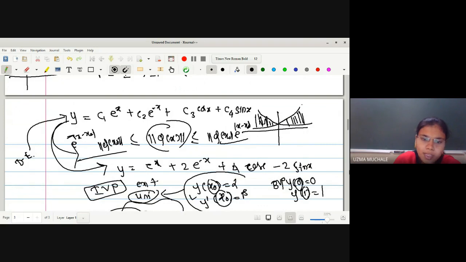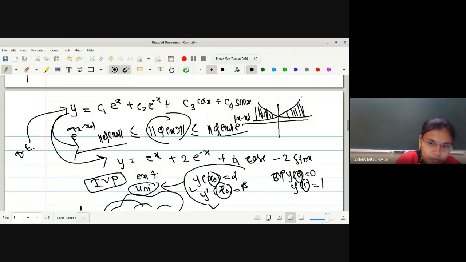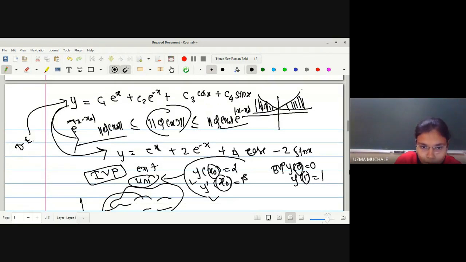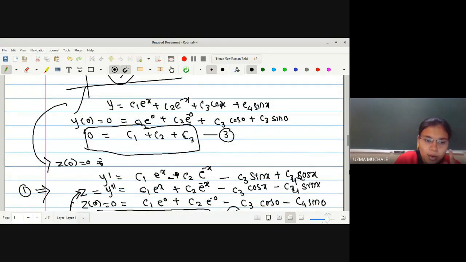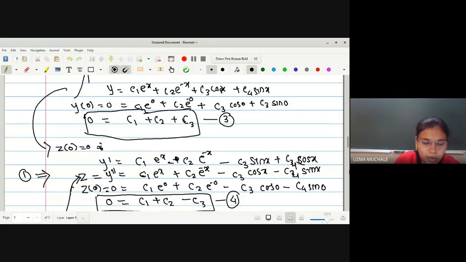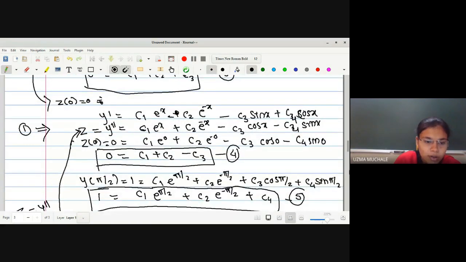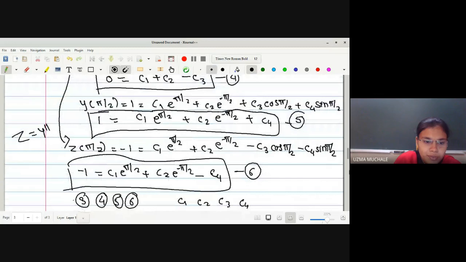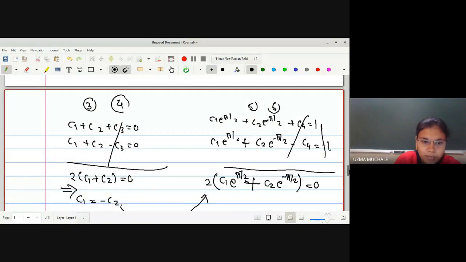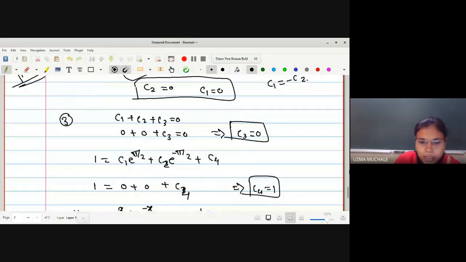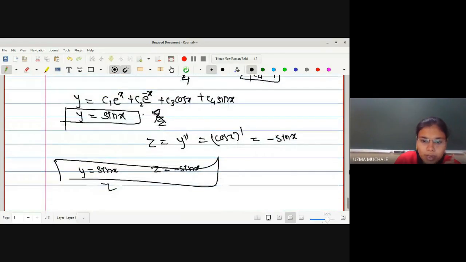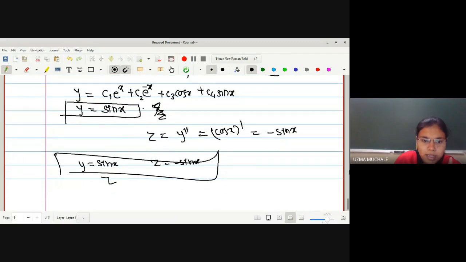After finding the roots, we can write down the solution, and for different values of C1, C2, C3, C4, we can have different curves. Out of all those curves, we are selecting a single curve. That single curve will satisfy all those initial conditions. What are those initial conditions? y of 0 is 0, z of 0 is 0, and y of 5 by 2 is 1, z of 5 by 2 is minus 1. After solving 4 equations in 4 unknowns, we get the result. The values of C1, C2, C3 all are 0 and the value of C4 is 1, and hence the result.